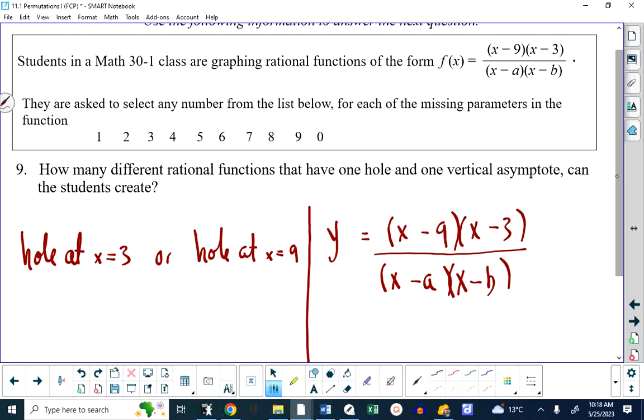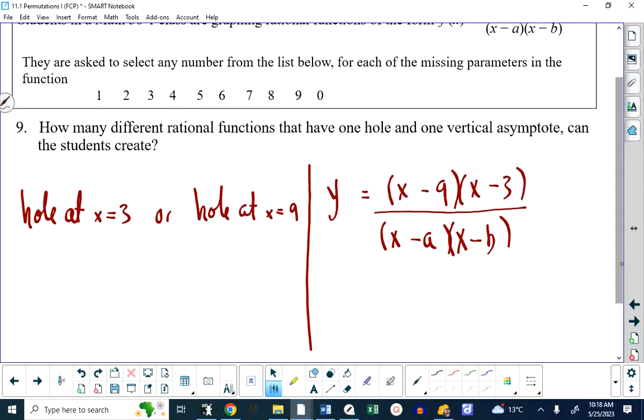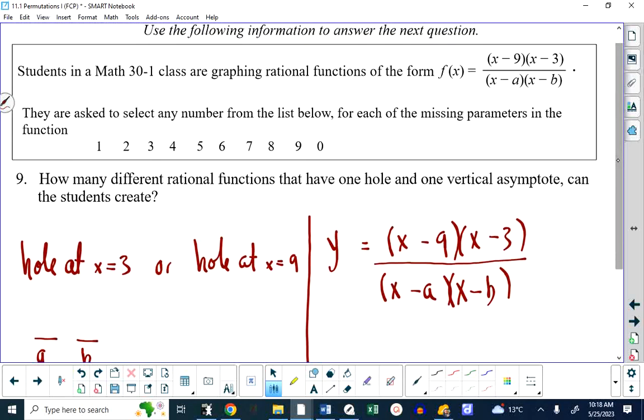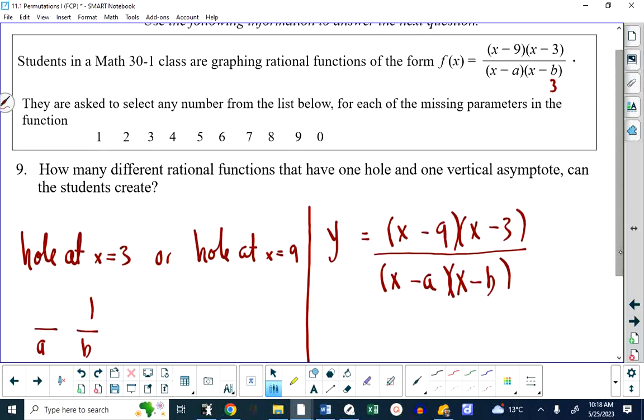So if we have a hole at x equals 3, let's just say that the b is a 3. If that's the case, you only have one option for b. Only one. If there's a hole at 3, how many options do we have for a?